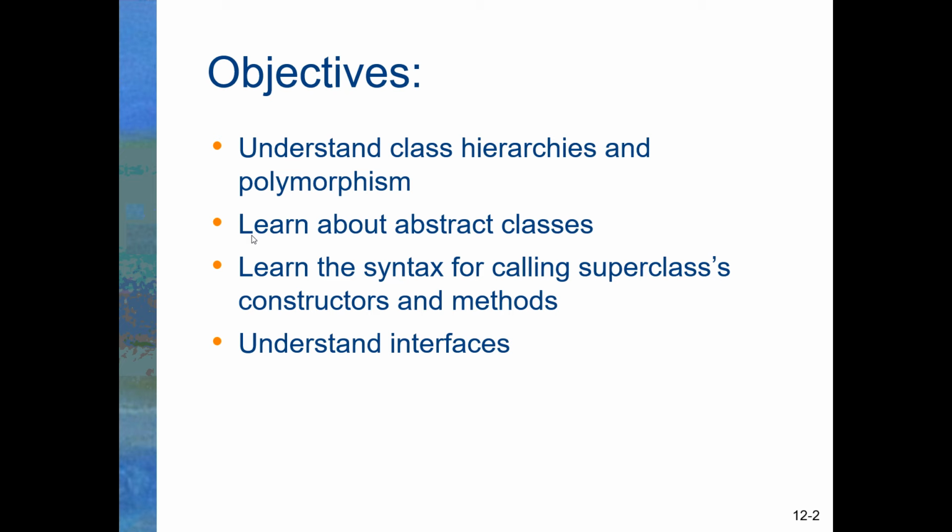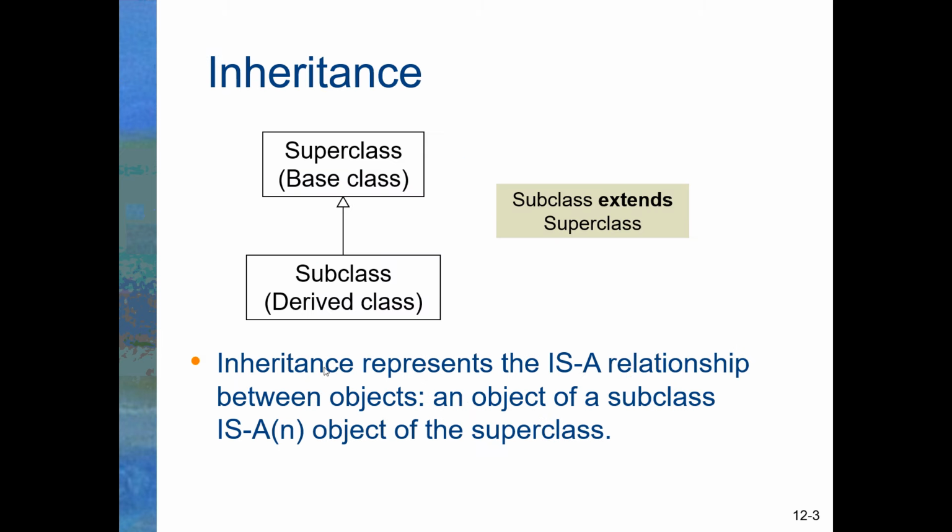We've talked about classes before. So you have to understand hierarchies and polymorphism. That's what we're trying to do here. We're going to learn about abstract classes, learn the syntax for calling superclass constructors and methods, and then you have to understand interfaces. That's your goal. This is what we really need to know for that AP exam. All right, so here we go.